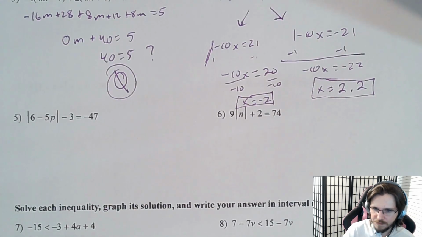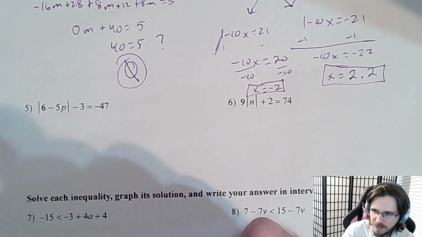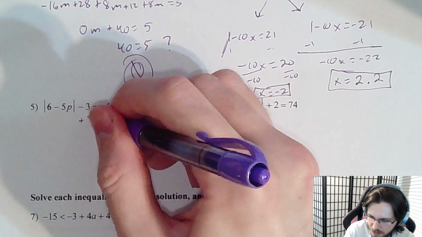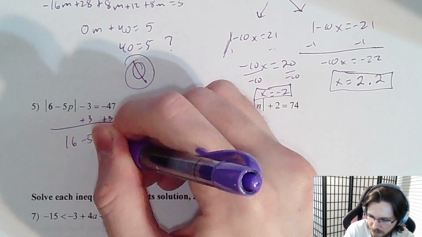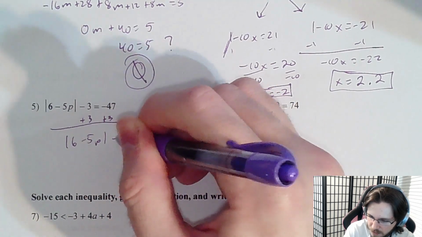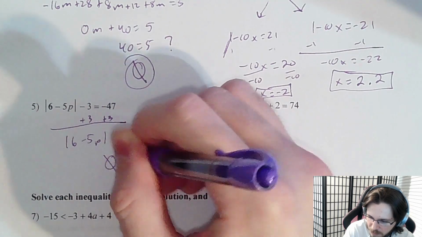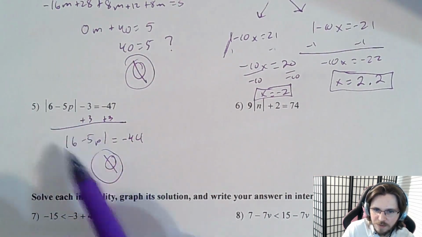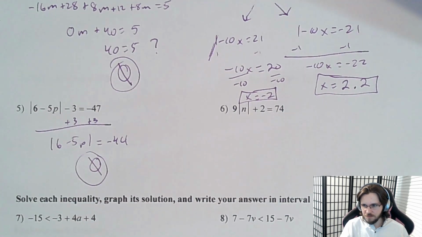Okay. Continuing on over here onto number 5. We need to add 3 to both sides to start. And we're going to get 6 minus 5p is equal to negative 44. And you're done with the question, no real solution. Remember, you can never have an absolute value equal to a negative number. If that occurs, you're done with the problem. There's no thinking involved. You just write the answer. Boom, finished.